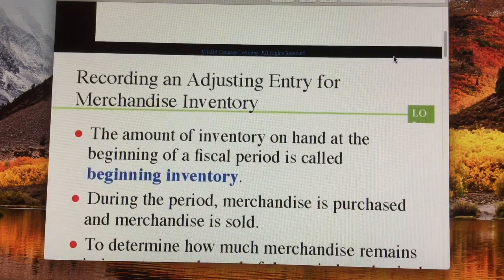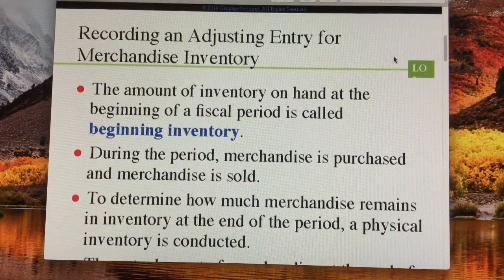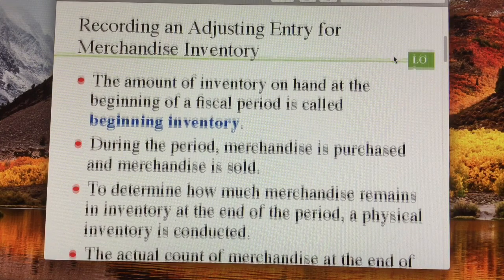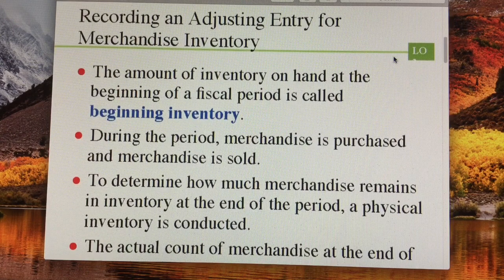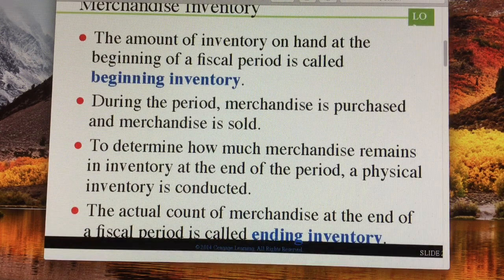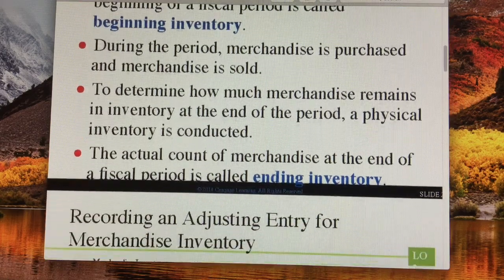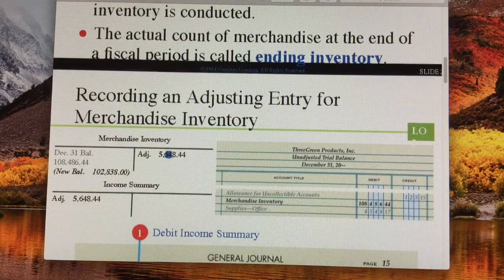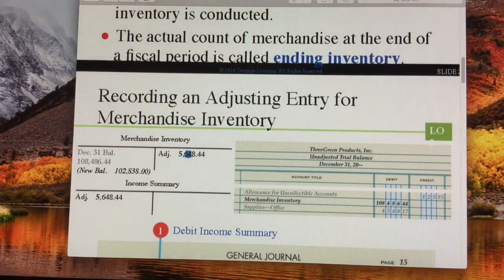When recording an adjusting entry for merchandise inventory, the amount of inventory on hand at the beginning of the fiscal period is called the beginning inventory. During the period, merchandise is often purchased or sold, so that can fluctuate the inventory. To determine how much merchandise remains in the inventory at the end of the period, you must conduct a physical inventory, or actually count. The actual count of the merchandise at the end of the fiscal period is called the ending inventory. When recording an adjusting entry, you're going to take into account the beginning and the ending balance of the inventory.